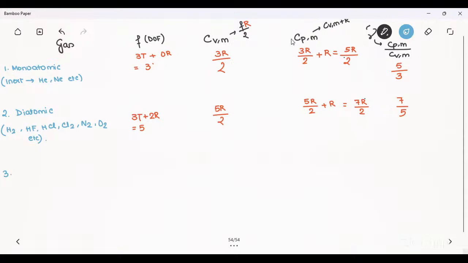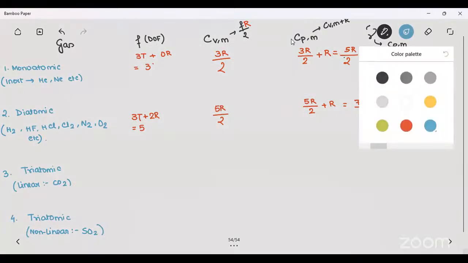Good. So just try to say triatomic. What is triatomic? Triatomic gases can be of two types. Linear, like carbon dioxide, what I can think of. And another triatomic gas can be non-linear, like SO2.